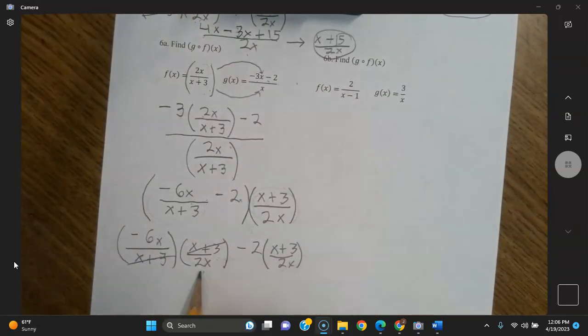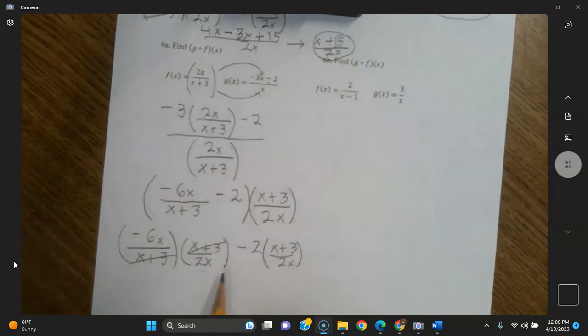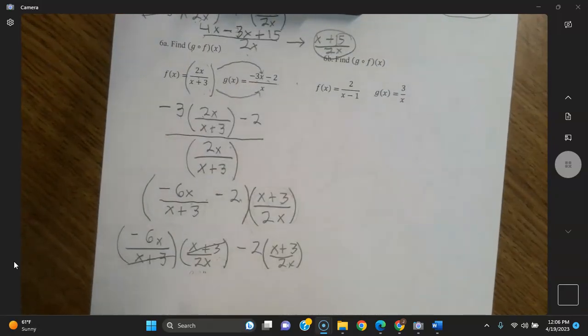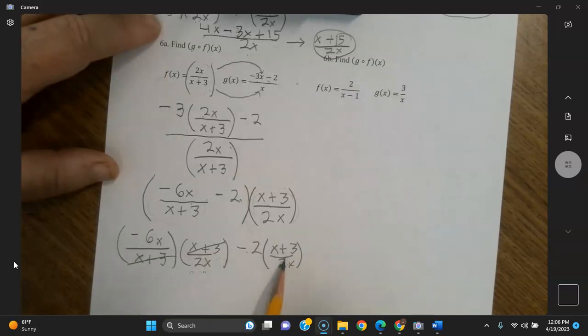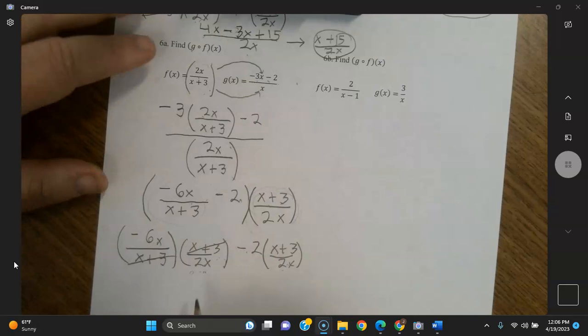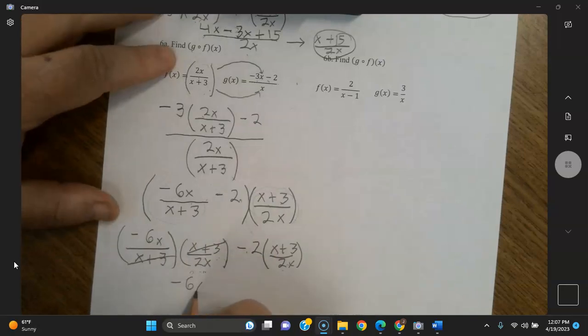Notice now again, just like in the previous problem, the first problem we did up on this side, you got 2 x's on the bottom. So now I'm going to distribute this through and kind of put all this together. So I have minus 6x, then I have negative 2 times x is negative 2x, then I have negative 2 times 3 is negative 6, and then that's all over 2x, the common denominator.